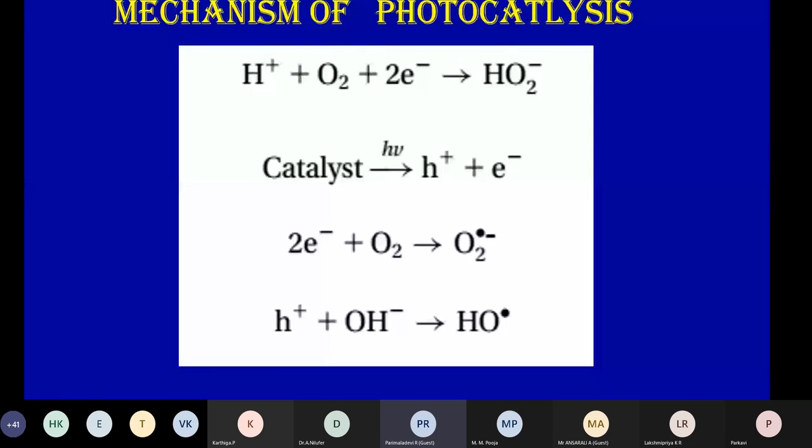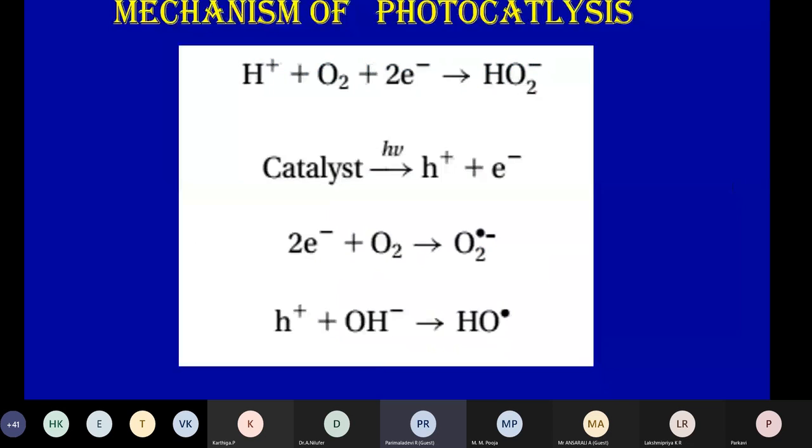Here when these holes and electrons react with water, they produce OH. Normally that dye is a non-biodegradable and toxic material. When we add a photocatalyst, it produces this OH species. This hydroxyl product is easily degradable. So using a photocatalyst, we can convert a non-degradable product into a degradable product, so we can easily remove or degrade that organic pollutant using this mechanism.